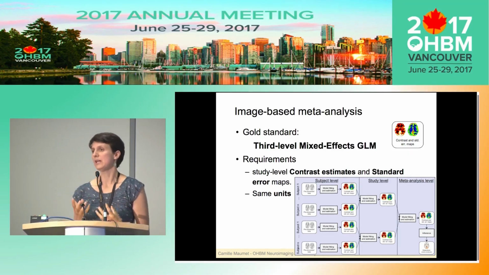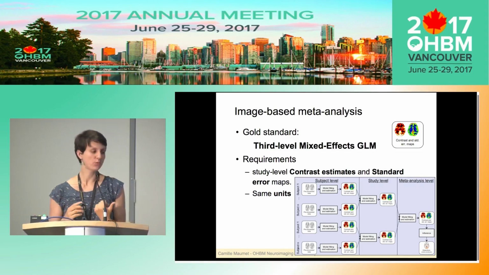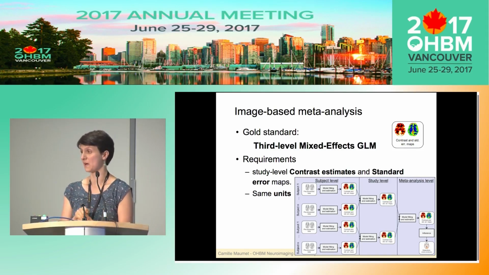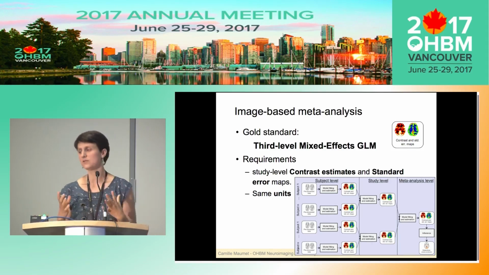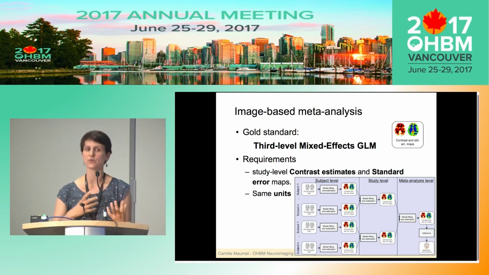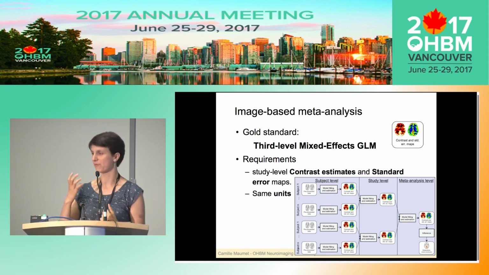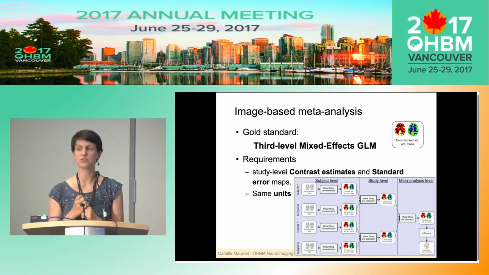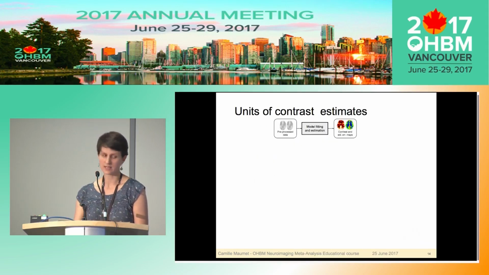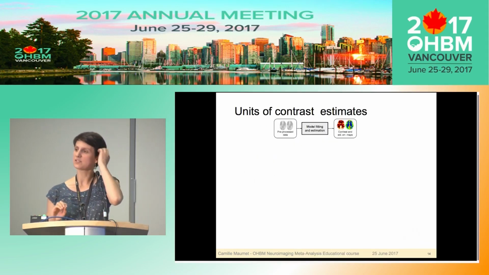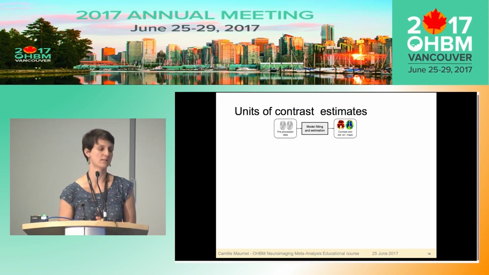In order to be able to use this approach, we first need to have access to these maps, and we've already said several times during this session that this data is rarely shared, so that's the first issue. But even if you have access to the contrast map for each study, you also need to be very careful that these contrast maps are expressed in the same units. And I'm going to give a bit more detail about what we mean by the same units.